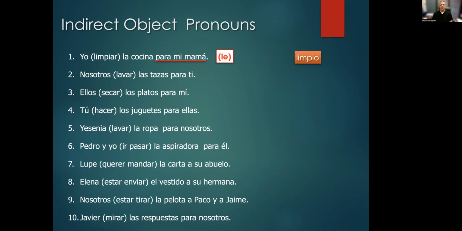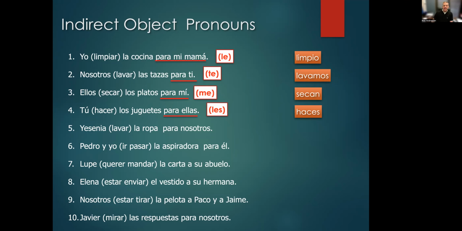Número 2, nosotros lavamos las tazas, para ti becomes te. Número 3, ellos secan los platos, para mí, indirect object becomes me. Número 4, tú haces los juguetes, para ellas becomes les. Número 5, Yesenia lava la ropa, para nosotros, indirect object becomes le.